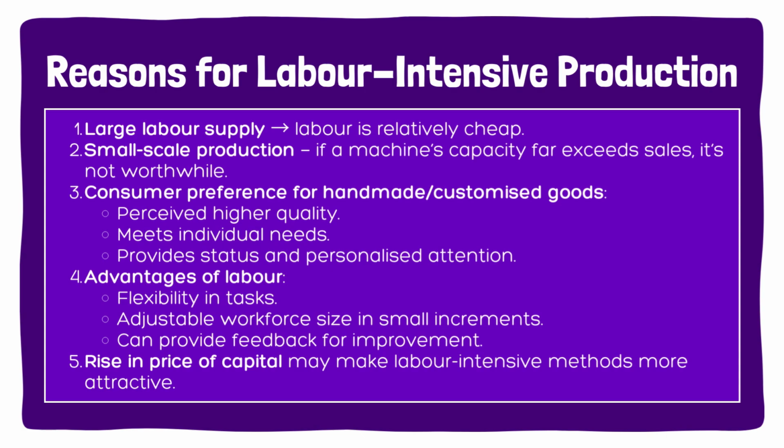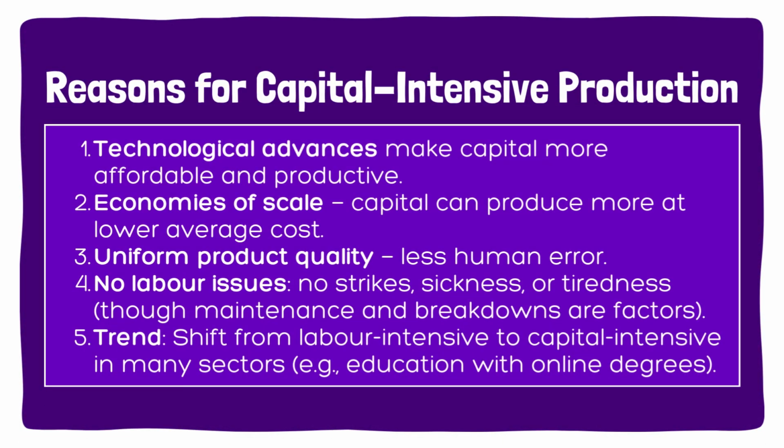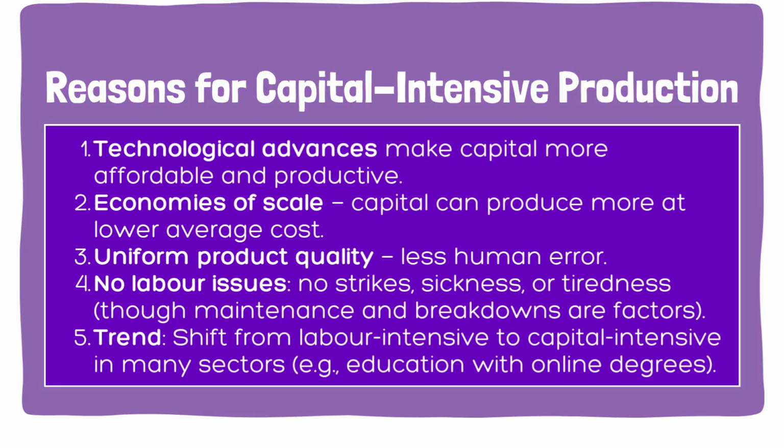Although firms may switch to labour-intensive production if capital becomes more expensive, the general trend is towards capital-intensive production because technological advances make machines more affordable and productive. Capital-intensive methods often allow firms to produce more at a lower average cost, with uniform quality and less disruption from human factors such as tiredness, illness, or industrial action, although machines require maintenance and can break down.